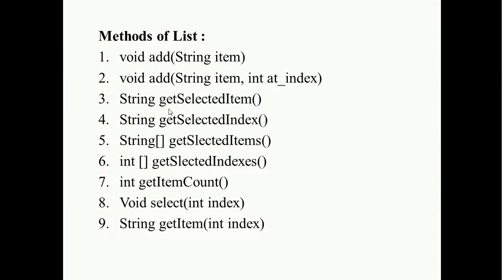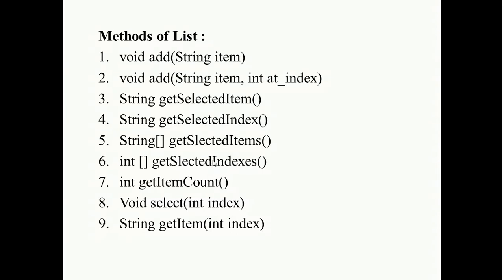The third method is getSelectedItem. This method returns the selected item of the list. If multiple selections are made or no item is selected, then it returns null. The fourth method is getSelectedIndex. This method returns the index of the selected item. The particular selected index item is returned by the getSelectedIndex method.